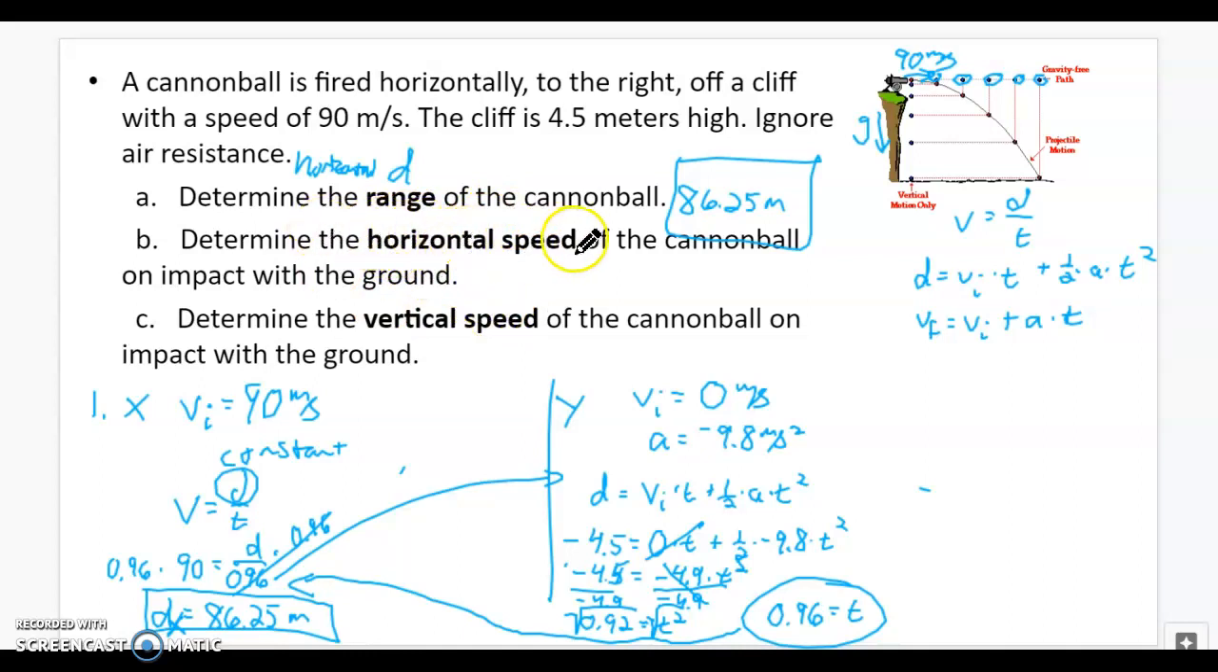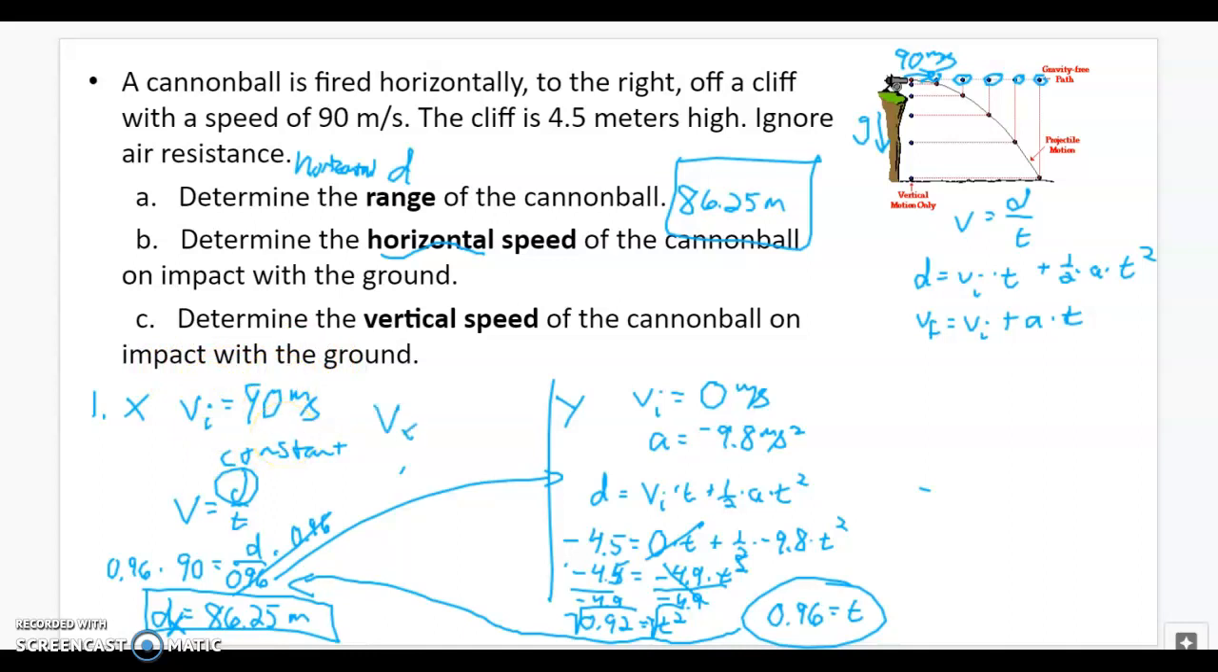It says determine the horizontal speed of the cannonball on impact with the ground. The horizontal speed, that's horizontal, so I have to solve for that on a certain side of the problem. It's on the horizontal side. It's on the x side. But remember that we wrote it down. It starts at 90 meters per second. It's moving at a constant speed.